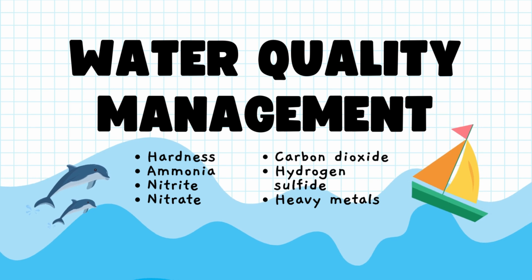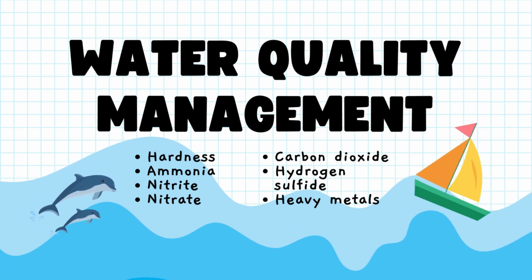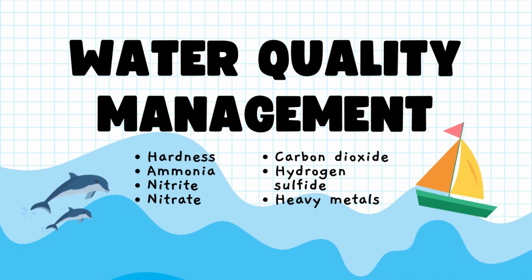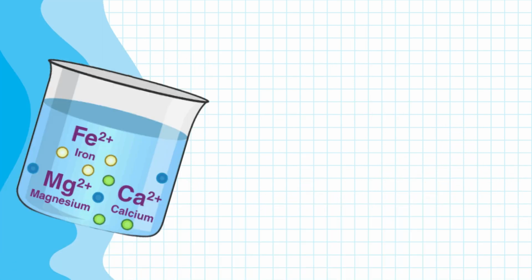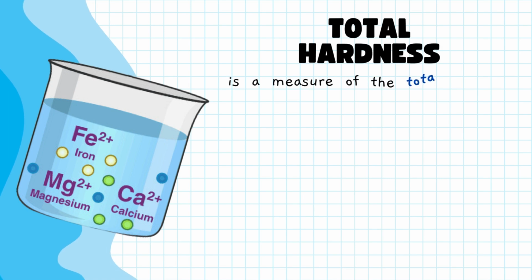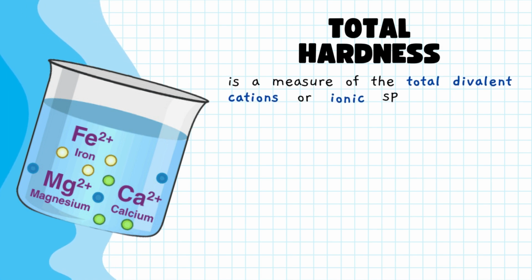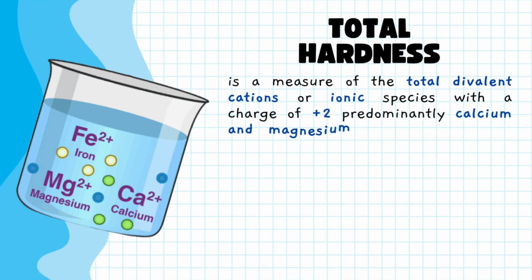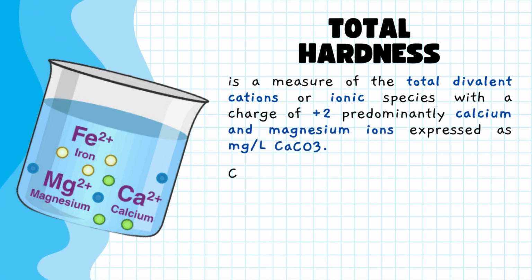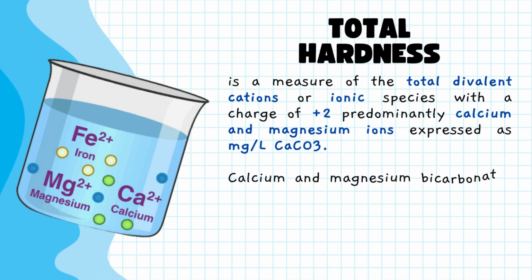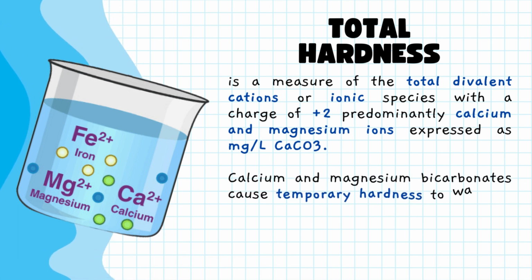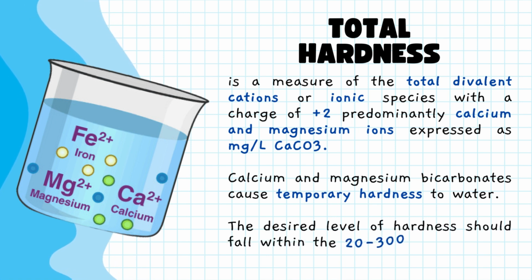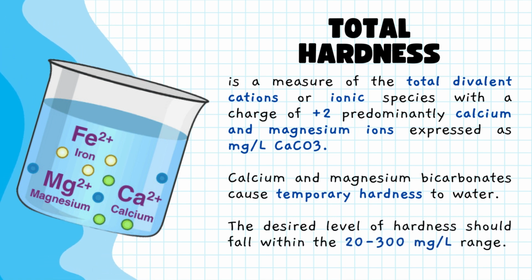So we have here hardness, ammonia, nitrate, carbon dioxide, hydrogen sulfide, and heavy metals. Total hardness measures the concentration of divalent cations, mainly calcium and magnesium ions. These minerals are essential for fish development and shell formation in crustaceans. The hardness level is expressed as mg per L of calcium carbonate.